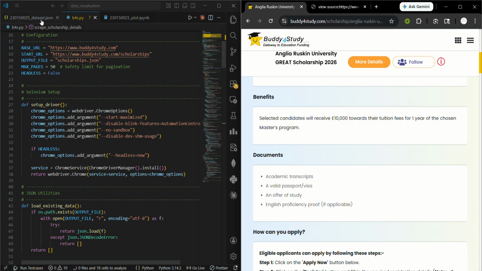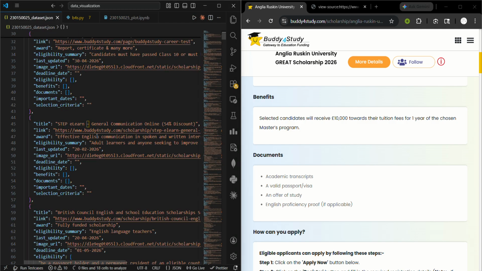The resulting dataset is stored in JSON format. Each scholarship entry contains fields such as title, award, eligibility summary, deadline date, benefits, and other detailed metadata. This structured format ensures that the dataset is machine readable and suitable for downstream data analysis tasks.